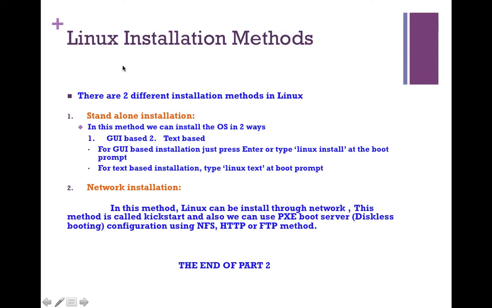Let us discuss Linux installation methods. There are two different installation methods in Linux. One is standalone installation and one is network installation. In standalone installation, we can install the OS in two ways. One is GUI based, graphical user interface, and one is text based.